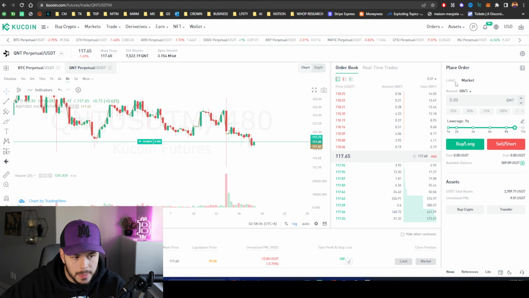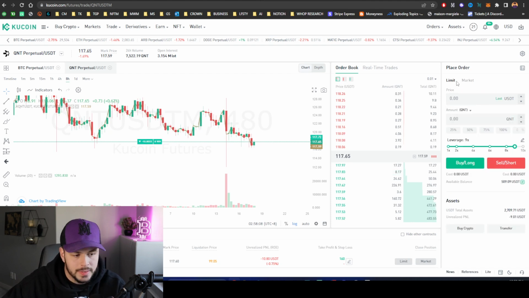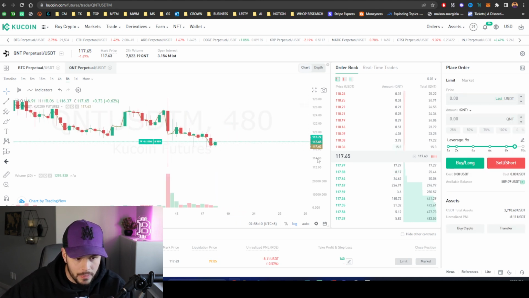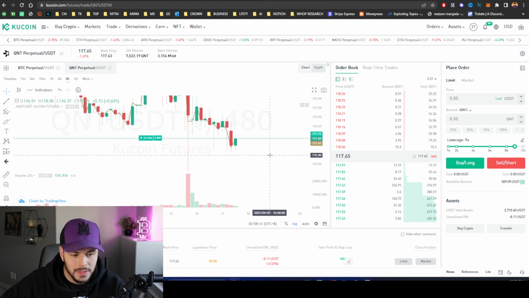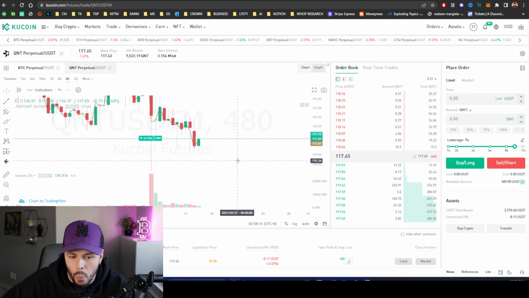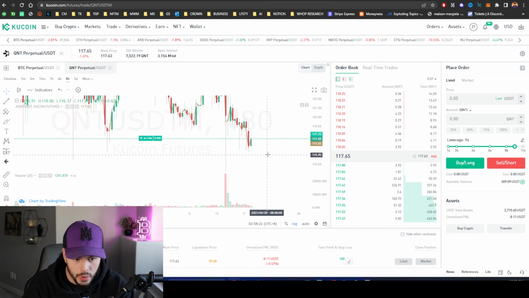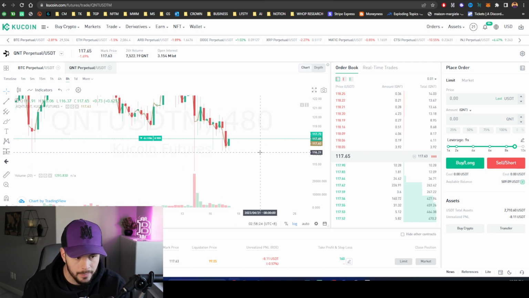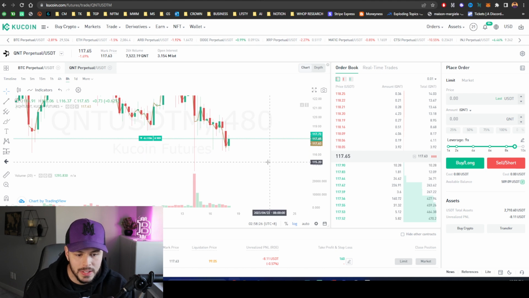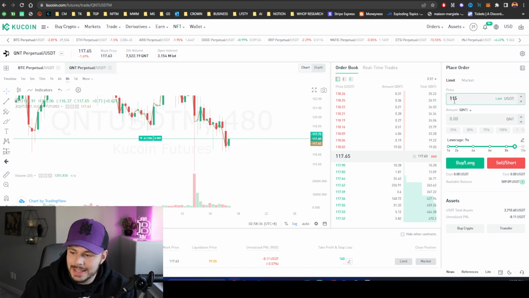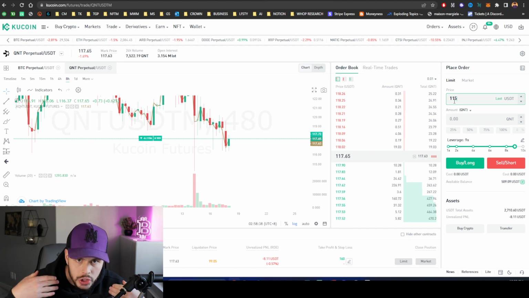Now the difference between a limit and a market order. I'm going to show you how to use limit. If you believe that quant's price is going to end up at $115 and then bounce from there, going up from there, where do you think quant is going to bounce from? Right now we're at 117. If I want to get in at 115, I'm going to use a limit order. So I would go here and type in the price that I want my trade to trigger at.